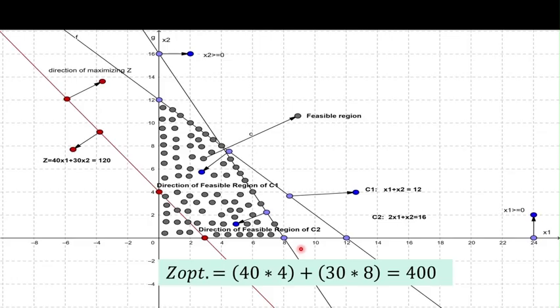To find the optimal solution, we will draw the z line by assuming a value for it, let's say 120, because we can divide 120 over 30 and over 40.